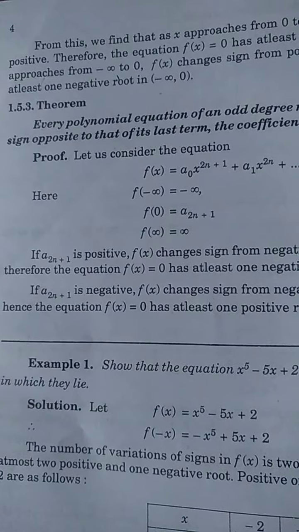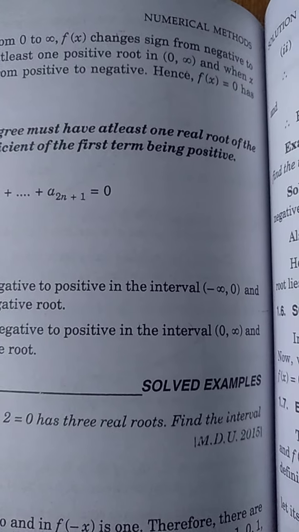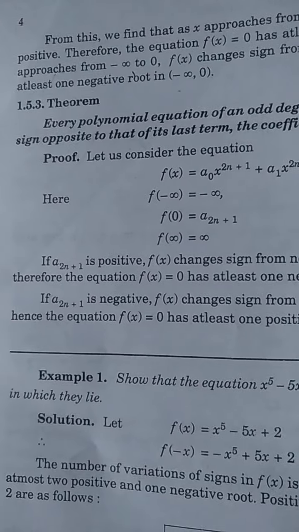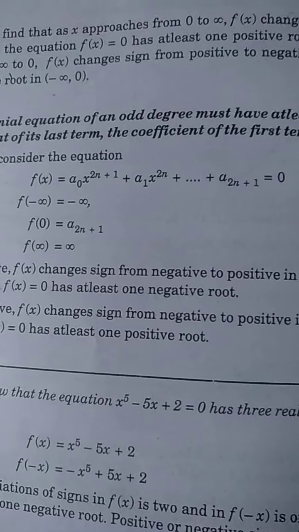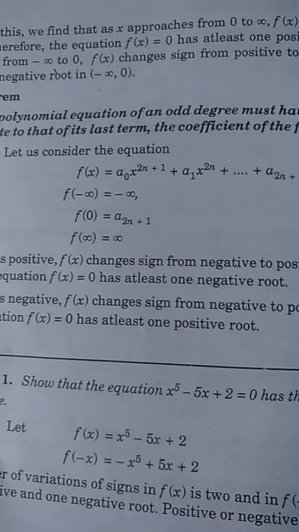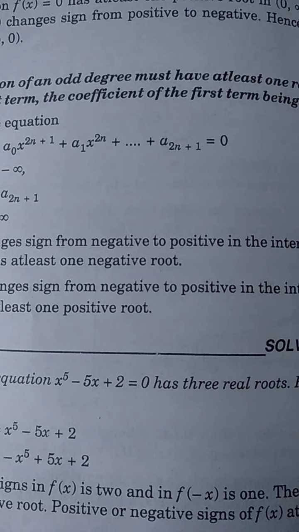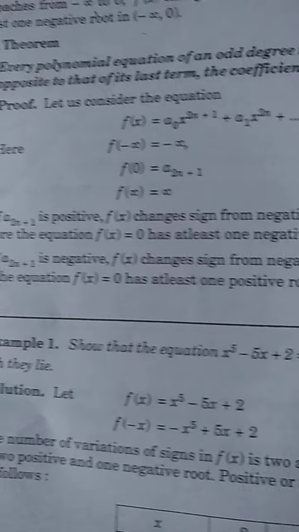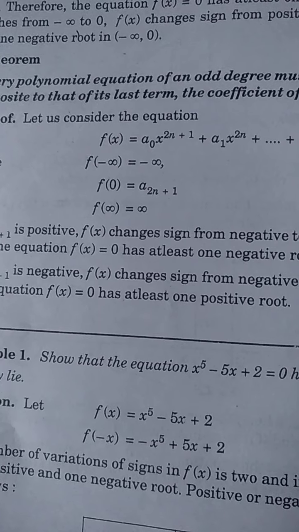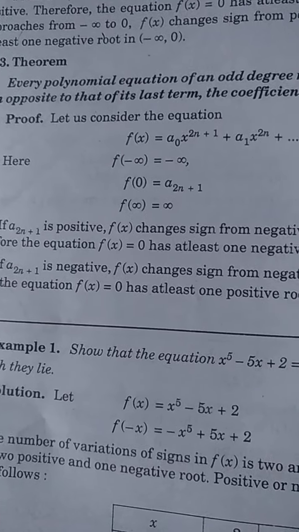The next theorem: every polynomial equation of an odd degree must have at least one real root of the sign opposite to that of its last term, the coefficient of the first term being positive. Proof: let us consider the equation f(x) = a0 x^(2n+1) + a1 x^(2n) + and so on + a(2n+1) = 0. Here f(-infinity) = -infinity, f(0) = a(2n+1), and f(infinity) = infinity.